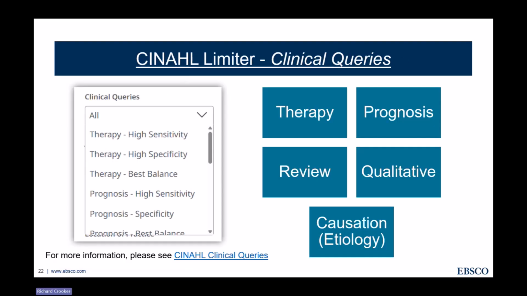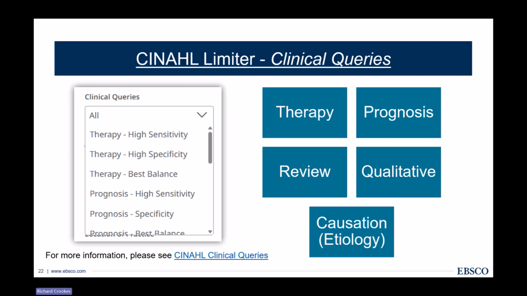We also have the clinical queries as well, both for CINAHL and MEDLINE. CINAHL has 5 clinical queries. These cover 5 research areas: therapy, prognosis, review, qualitative research, and etiology or causation. We have more information on the EBSCO Connect portal for this. But essentially, as you see here on this screenshot, you have the various options to choose from.